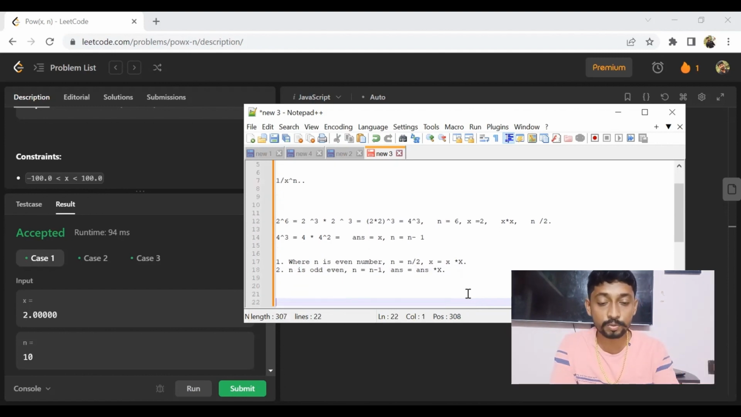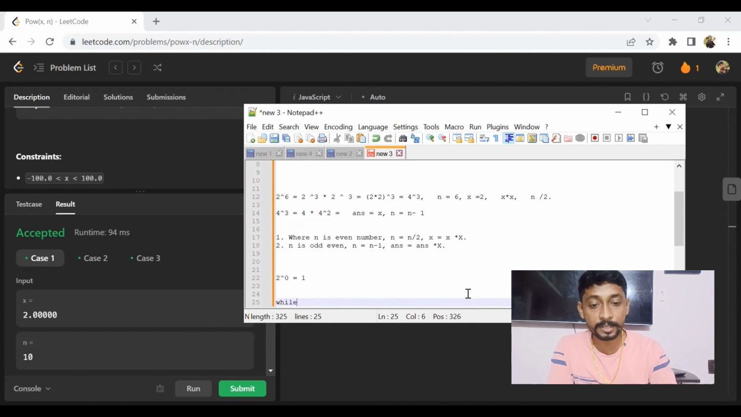So just write the pseudocode. I'm going to iterate while n is greater than 0. Why? What about 2 to the power of 0? 2 to the power of 0 is nothing but 1. What about 2 to the power of 1? 2 to the power of 1 is nothing but 2. So definitely I have to iterate till n is no longer greater than 0.